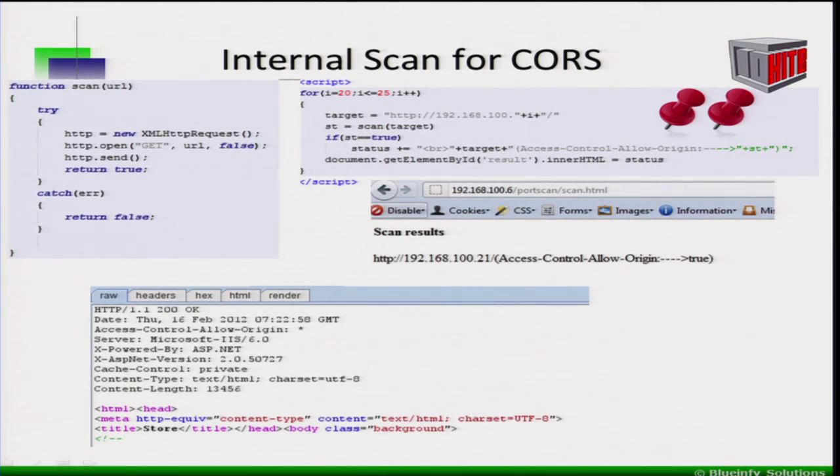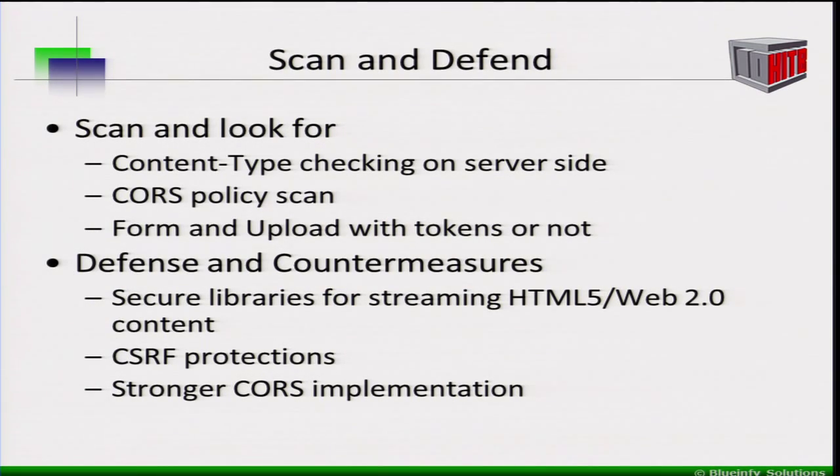So what are the defense mechanisms we have? Very few at this point, but you can do a content type check. You can make sure your CORS policies are in place, and forms and uploads with tokens will block this. As far as the countermeasures for scanning are concerned, definitely you can use secure libraries and do CSRF protection and a stronger CORS implementation. So this is one vector.